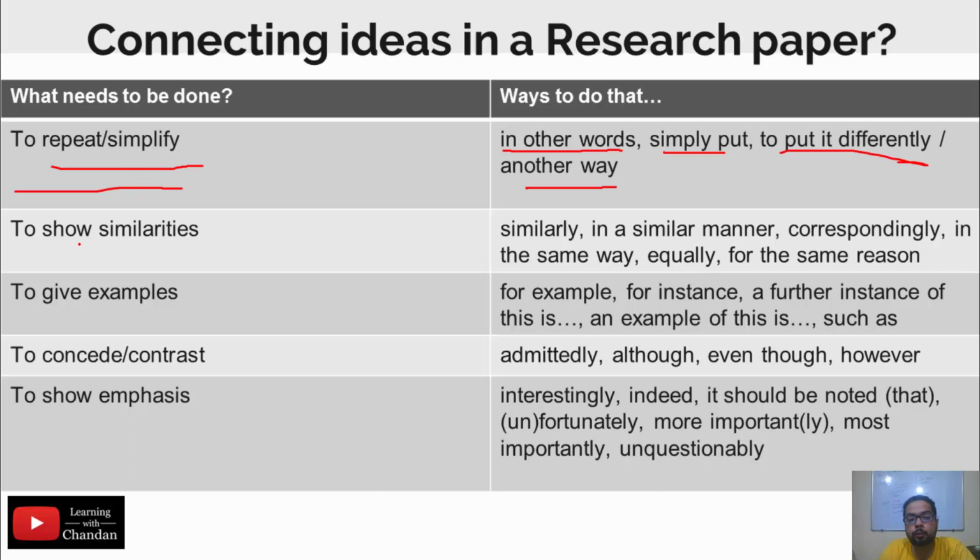If you want to show similarities in two things, you can use words like similar, in a similar manner, correspondingly, in the same way, equally, for the same reason, words like this. Similarly, there are some more things, you can just pause the video and have a look at all of them.